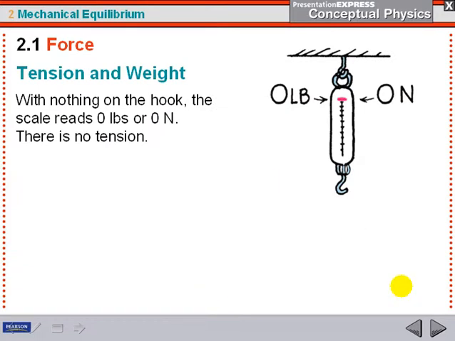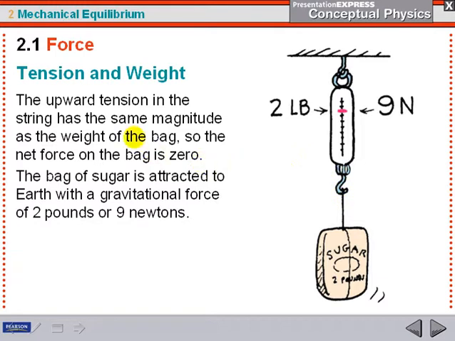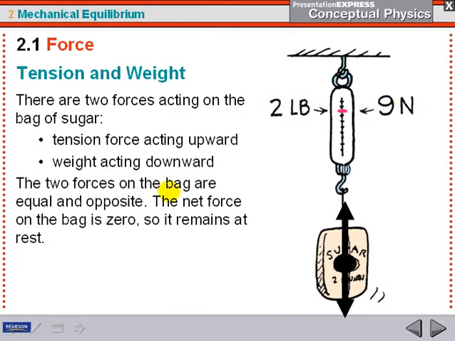Now here's a scale here. This scale, there's nothing on the scale. So the scale is set in such a way that nothing is read on it. There's no tension on the spring. There's nothing hanging from it, so there's no tension. Now we put a bag of sugar on it, and the sugar's pulling on a spring inside, and the bag of sugar here weighs 2 pounds, which also translates to 9 newtons. The bag is not moving, so the net force on the bag is 0.